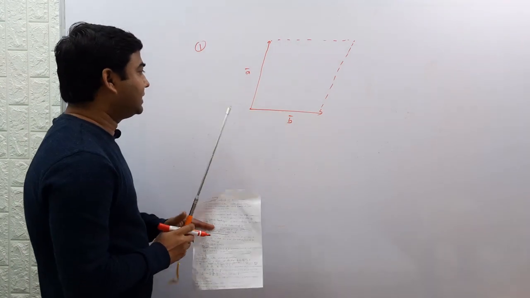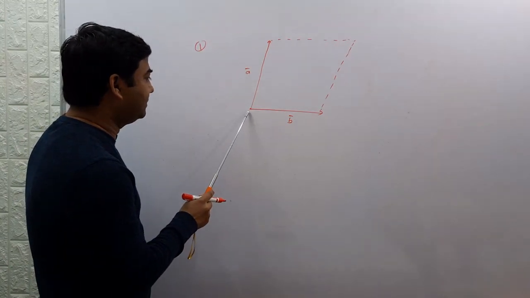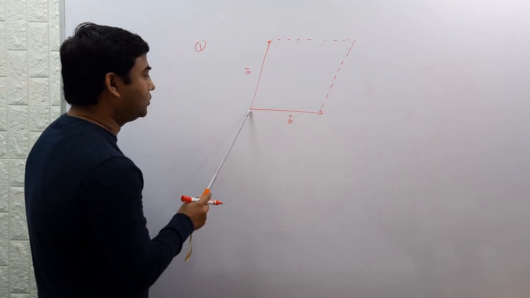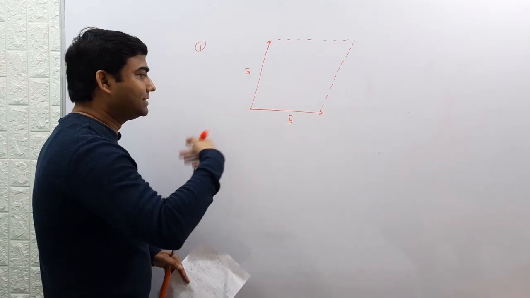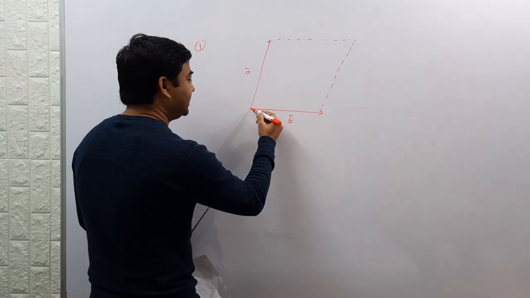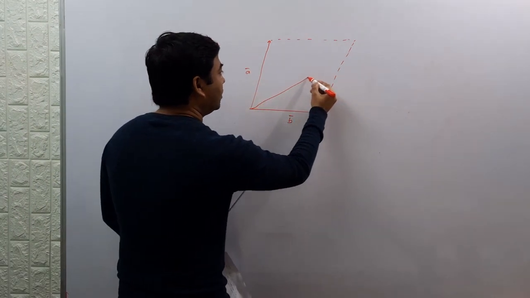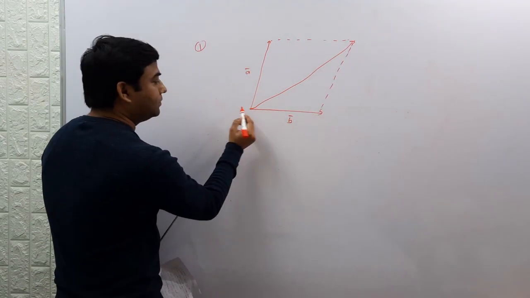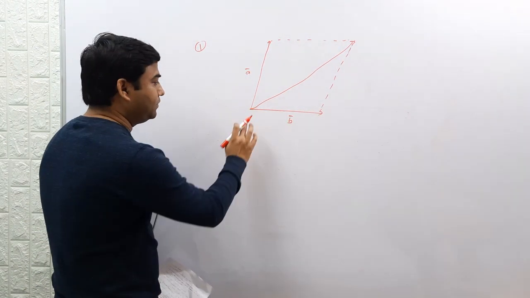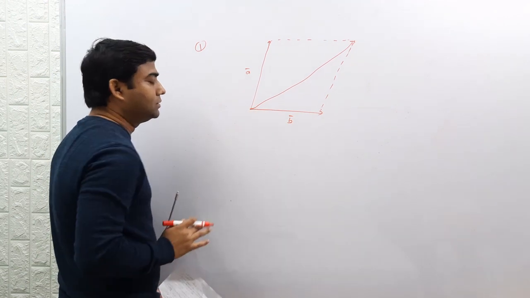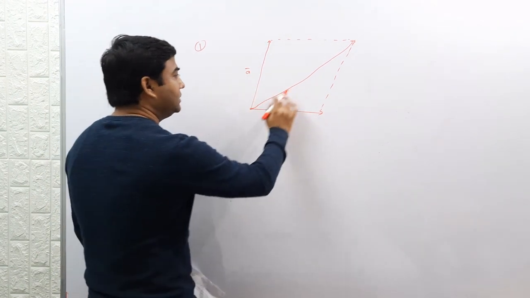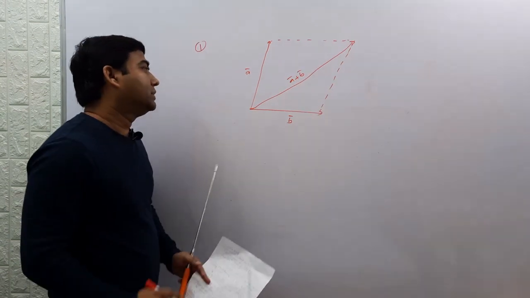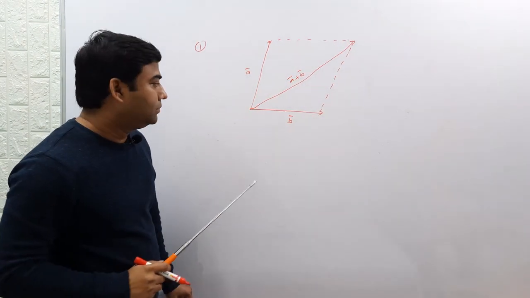If two vectors are represented by arms of a parallelogram starting from the same point, then their resultant vector will be represented by the diagonal of this parallelogram starting from the same origin point, the same point where those vectors were starting. This will be A plus B. That is the statement of the parallelogram law.